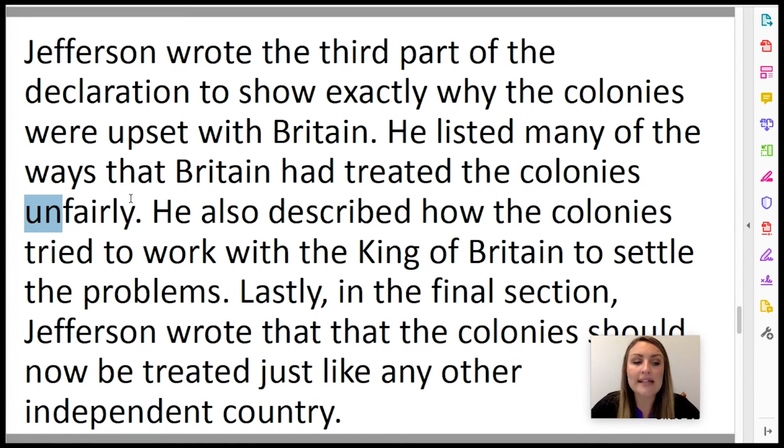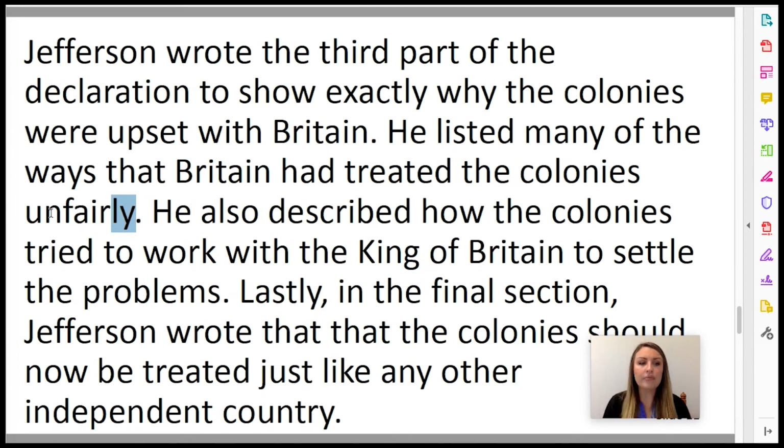So what is our base word? Fair. Nice job. So fair means equal. So this word means in a way that is not equal. Excellent, boys and girls. Let's add that to our chart. Ways they were treated unfairly. So that should be under the third part.